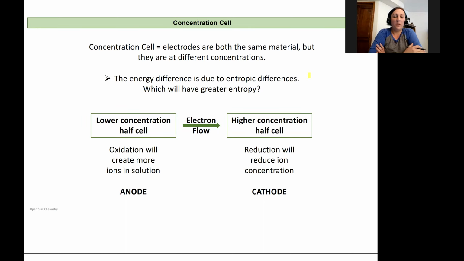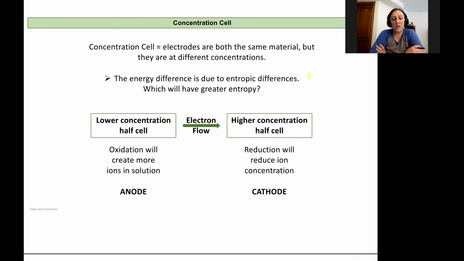In this video, we're going to discuss concentration cells, which is really an application of these non-standard voltaic cells. So a concentration cell is when the electrode for the anode and the cathode is the same. So it's the same material. The only difference is the concentrations in the electrolyte solution.